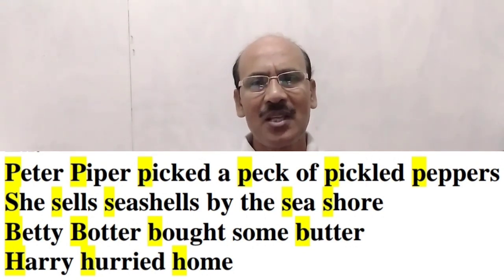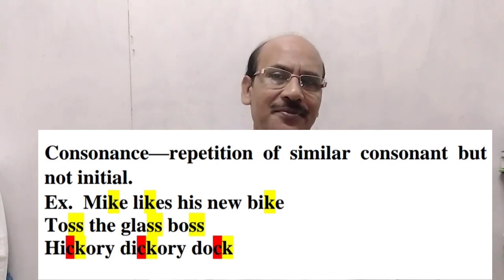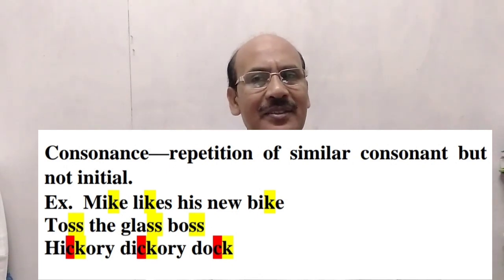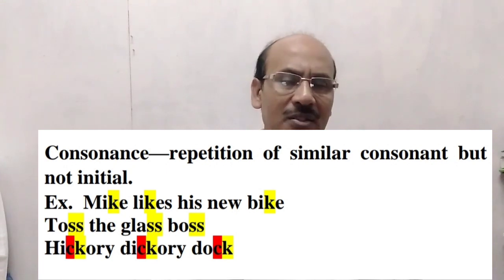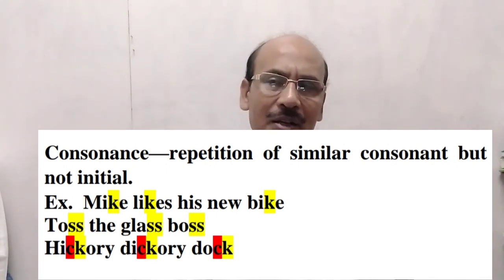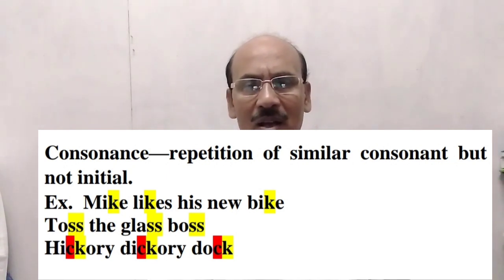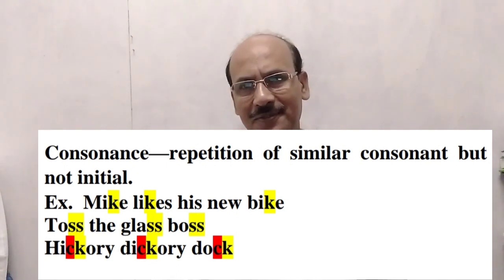So what is alliteration? Alliteration is the repetition of the same consonant in a line. Same consonant repetition is called alliteration. Our next term is consonance. What is consonance? Repetition of similar consonant but not initial. If the repetition is initial, we call it alliteration, and if it is not initial, then we call it consonance. For example, Mike likes his new bike.